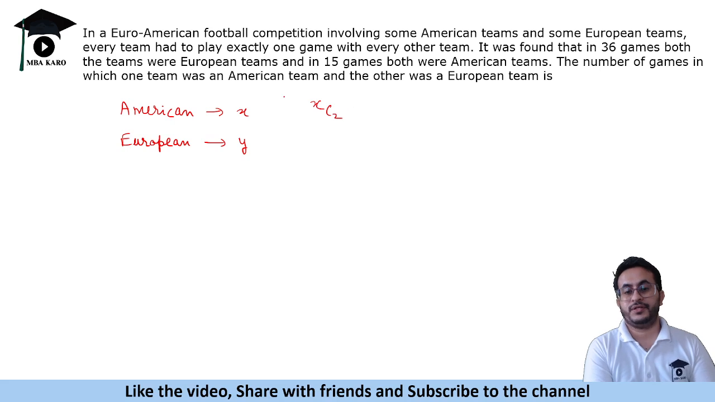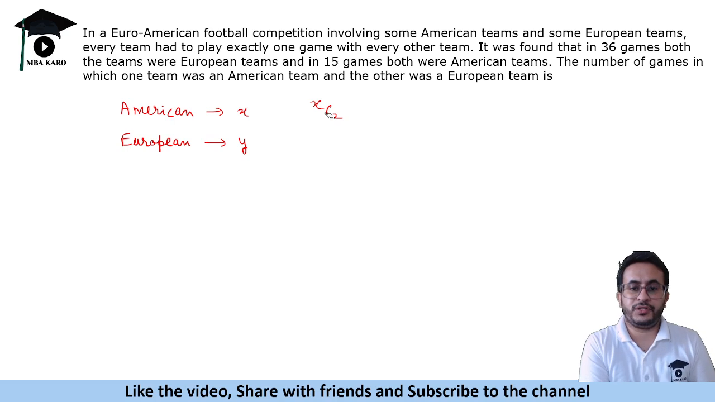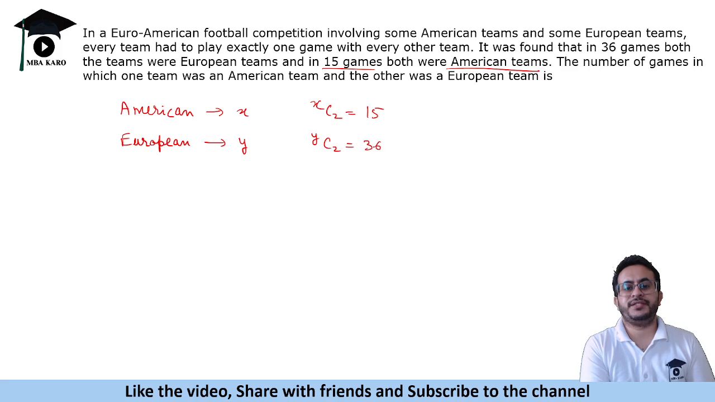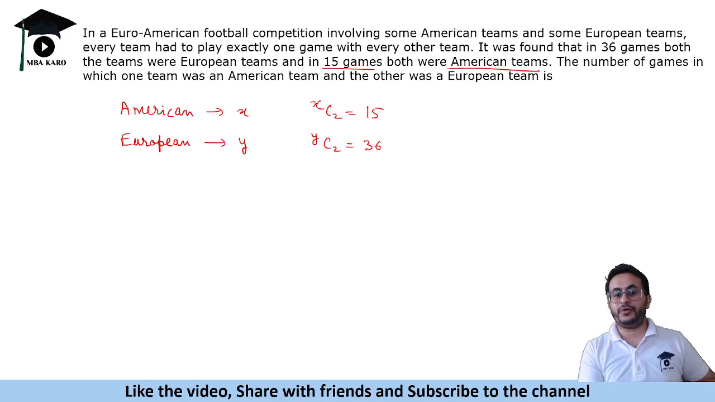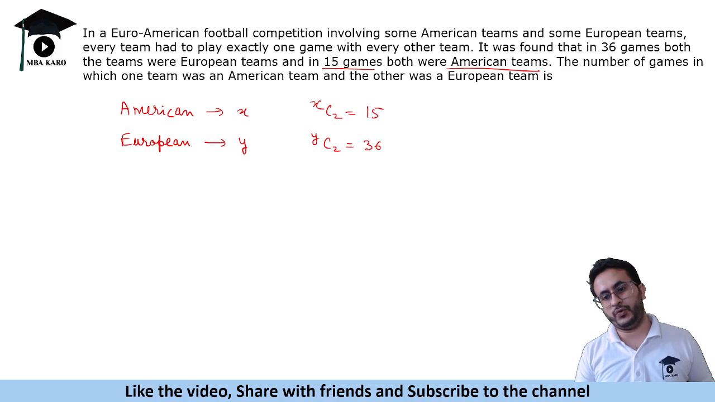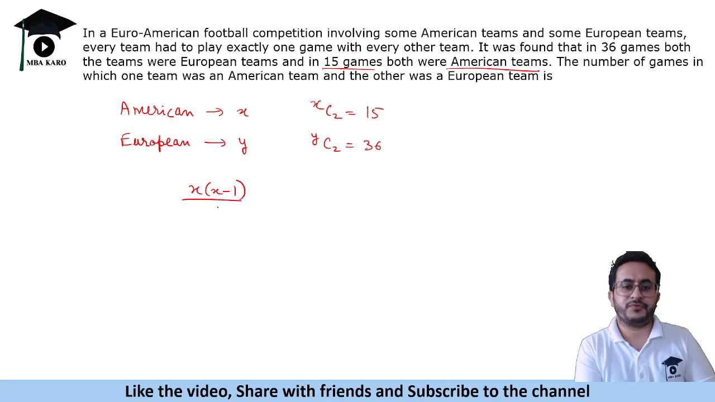Now it is said that we select 2 American teams, so XC2, if there is a match between both American teams. It says there are 15 games which had both American teams. So XC2 is 15. Similarly, both European teams means YC2, which is 36. So if both American teams are playing, we are selecting 2 American teams out of the given group, and both European teams means we are selecting 2 teams out of the entire pool of European teams.